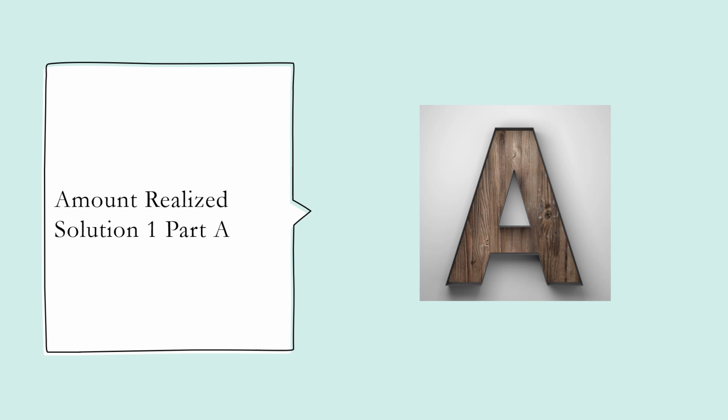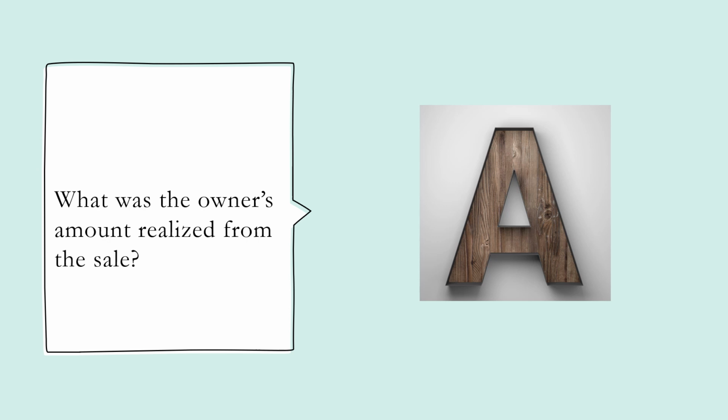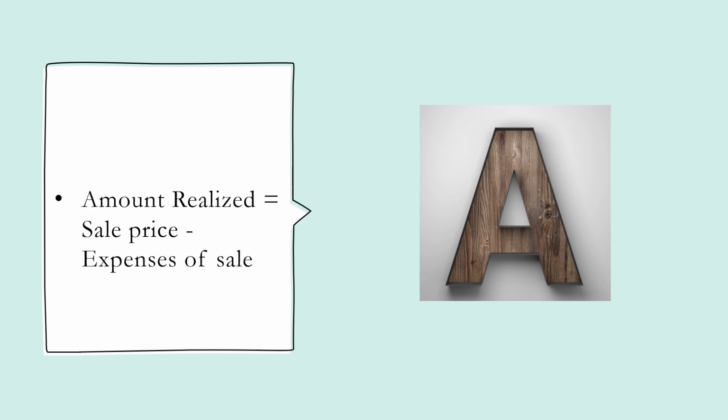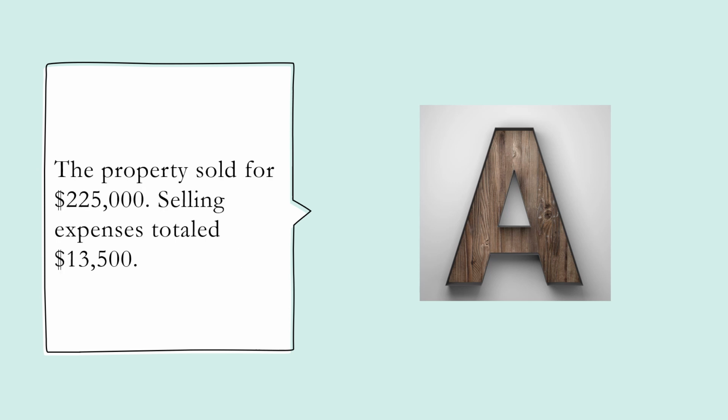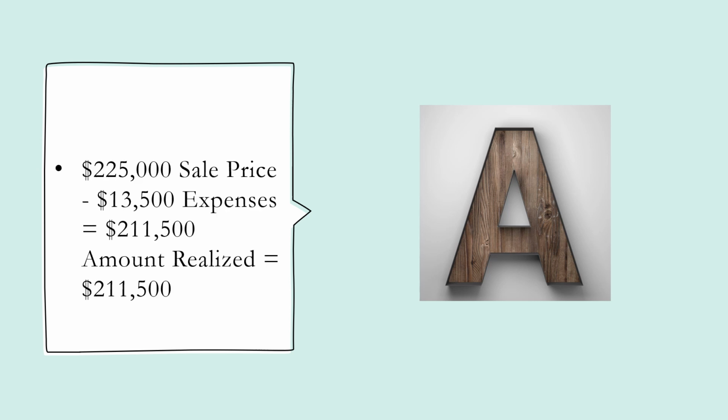Solution Part A. What was the owner's amount realized from the sale? Amount realized equals sale price minus expenses of the sale. So the property sold for $225,000 and selling expenses totaled $13,500. So $225,000 minus the expenses of $13,500 equals $211,500 as the amount realized for the sale.